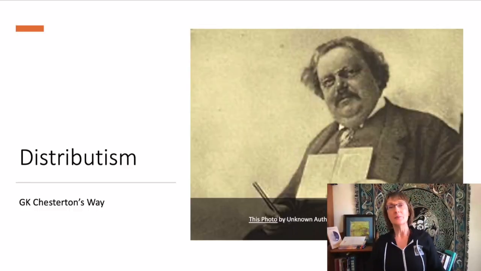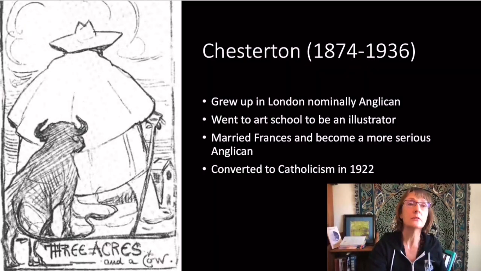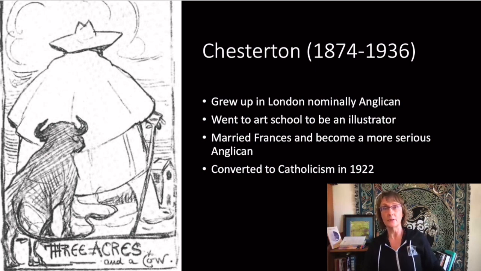Right, so I'm going to start the series on distributism, and I'm going to be looking in particular at G.K. Chesterton's The Outline of Sanity here, which is a series of newspaper columns that he later made into a book. Now, just a little bit about Chesterton before we start.